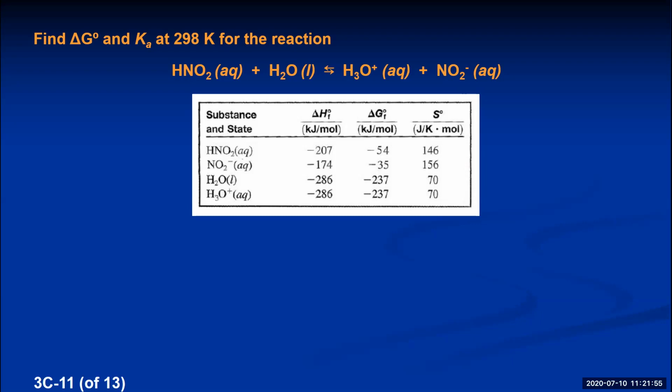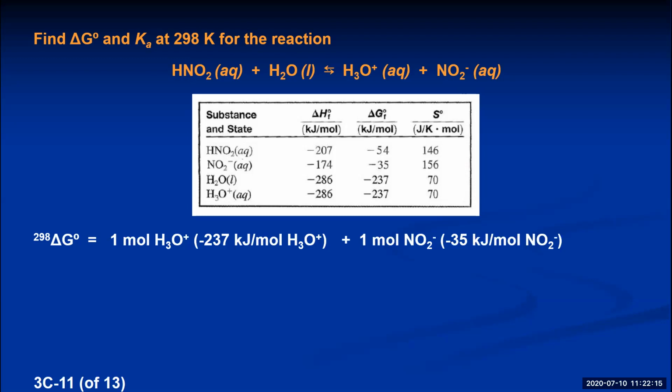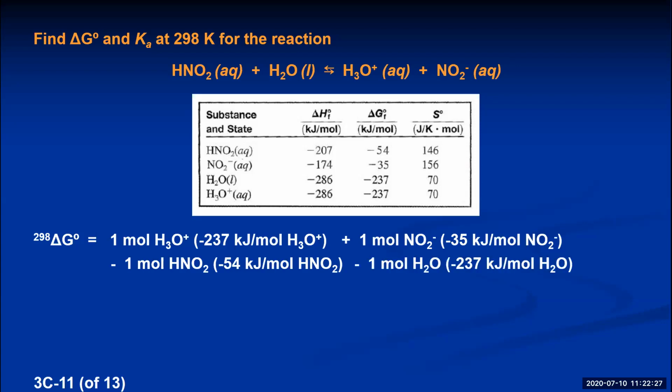So the first thing you would have to calculate is the standard free energy change, and we would do that by going products minus reactants using the standard free energy of formations of each of the substances in the chemical reaction. So the delta G naught will equal, starting on the product side, 1 mole of hydronium multiplied by its standard free energy of formation, plus 1 mole of nitrite multiplied by its standard free energy of formation, going over to the reactant side, minus 1 mole of nitrous acid multiplied by its standard free energy of formation, and then minus 1 mole of water multiplied by its standard free energy of formation.